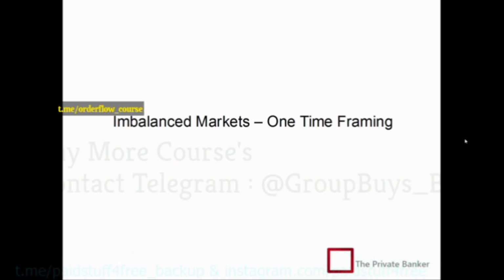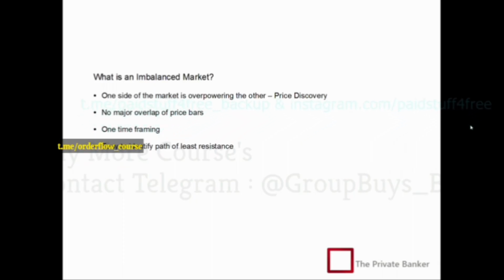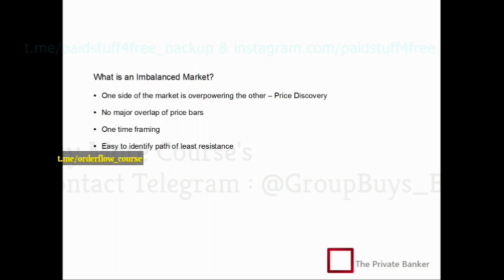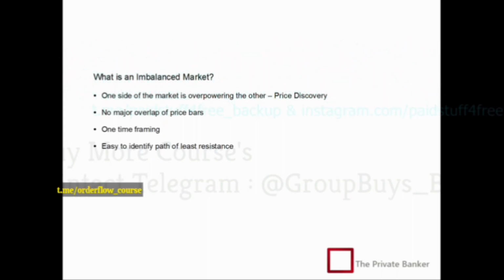So let's talk about imbalance markets, also known as one time framing, as opposed to balance markets. So what is an imbalance market? An imbalance market is one side of the market overpowering the other, which simply results in price discovery. So if there's no sellers at the highs, the market has to keep going higher and higher until it eventually does find those sellers.